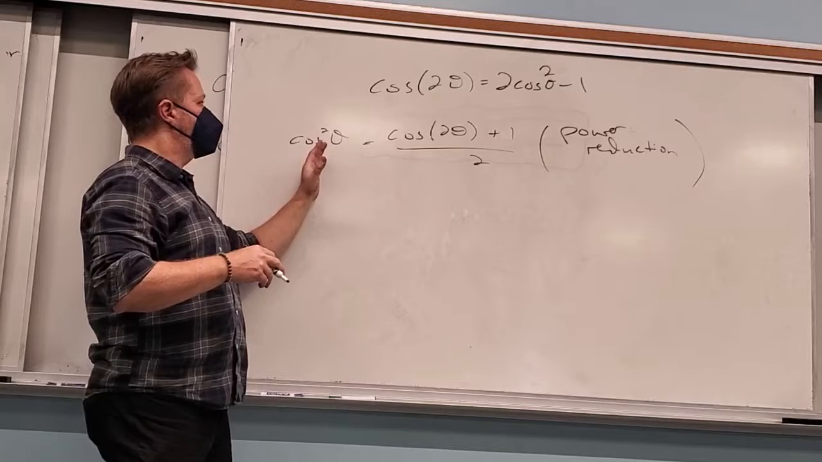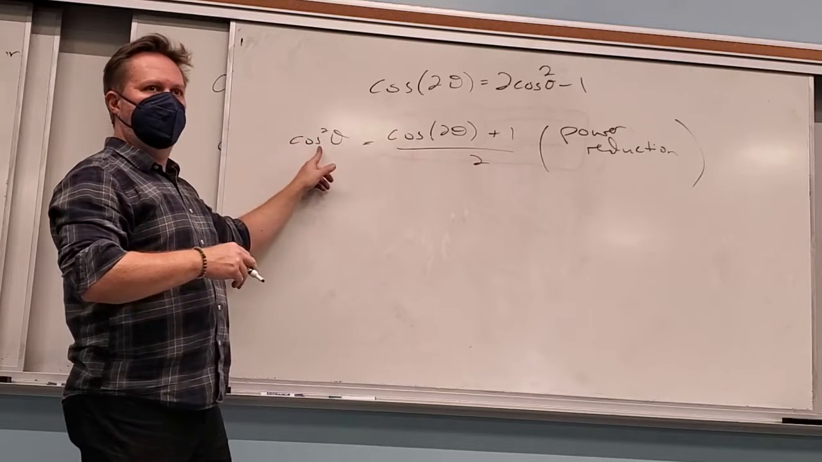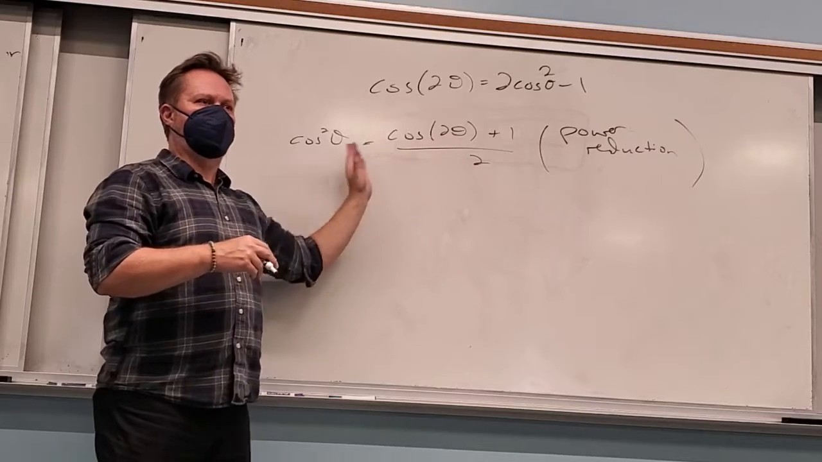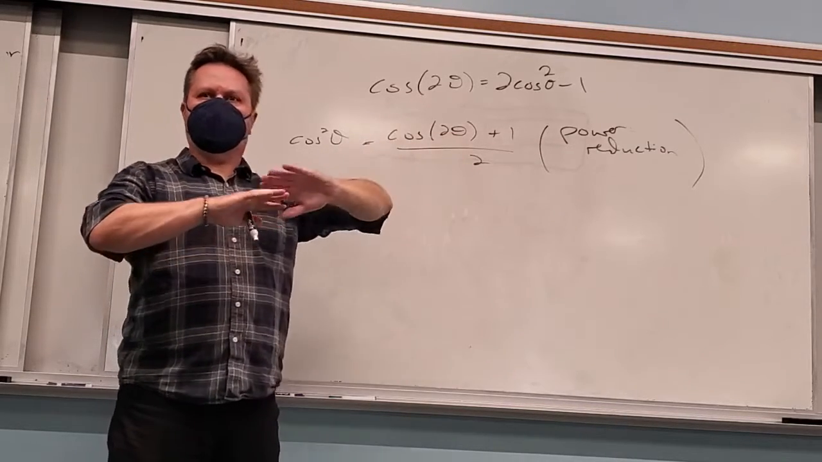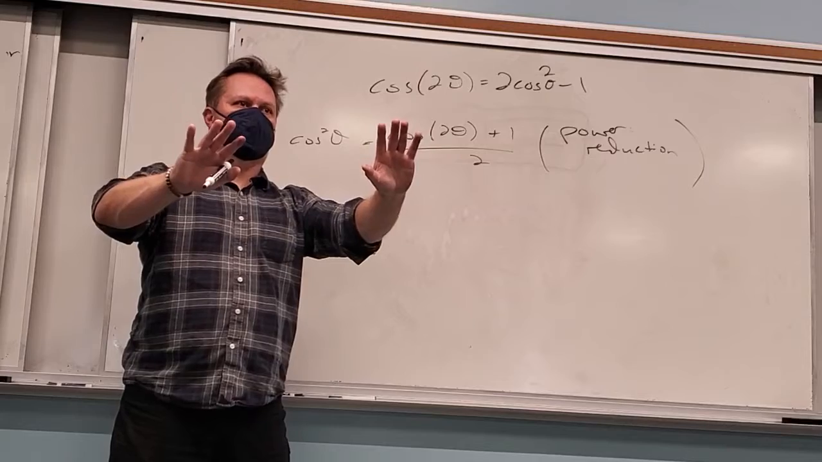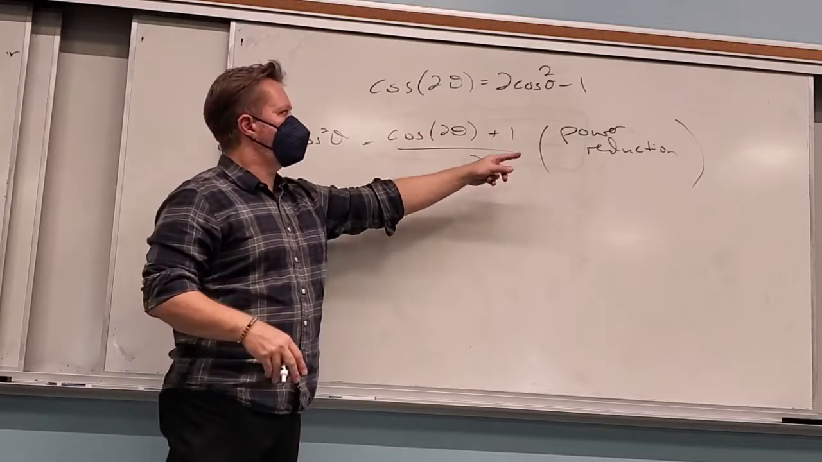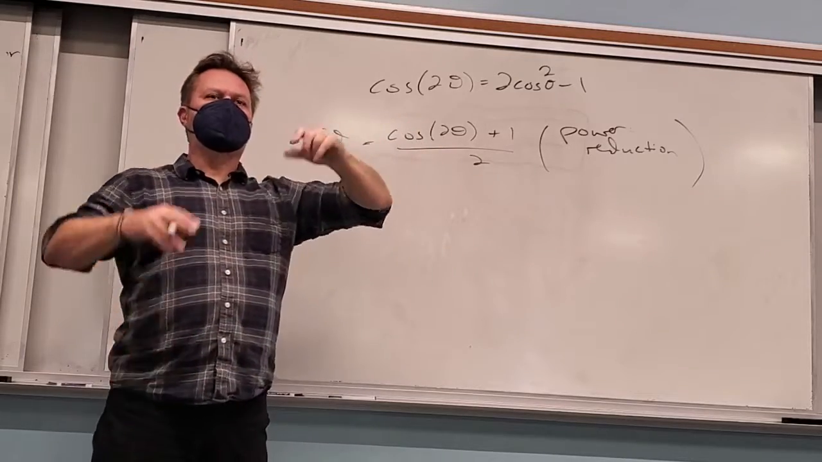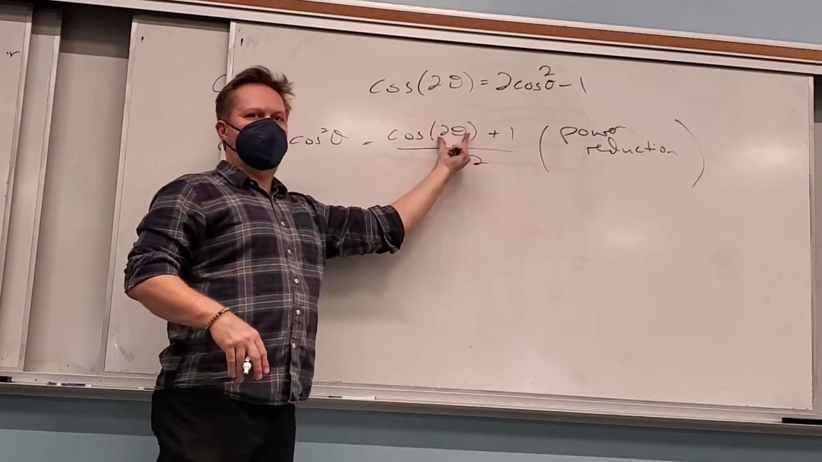There's a calculus thing you do where this would suck. In fact, this would be almost impossible, but this is easy. So I want to be able to write a squared in terms of a first power. It's kind of neat. It's power reduction. So if I have a square on my trig, I can write it in terms of a first power. The trade-off is the angle doubles.